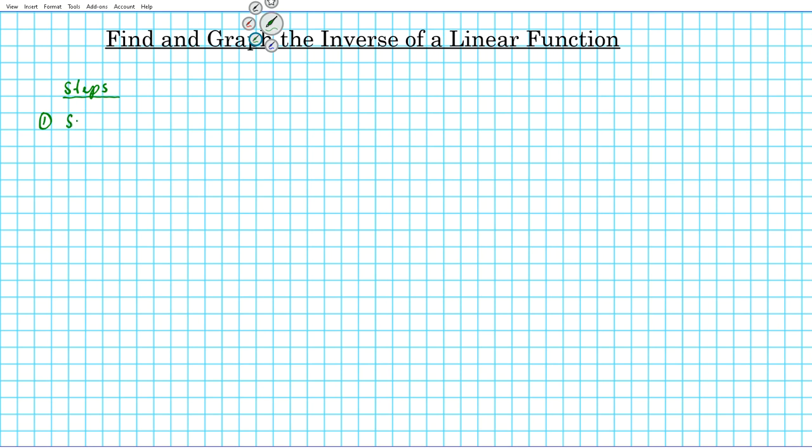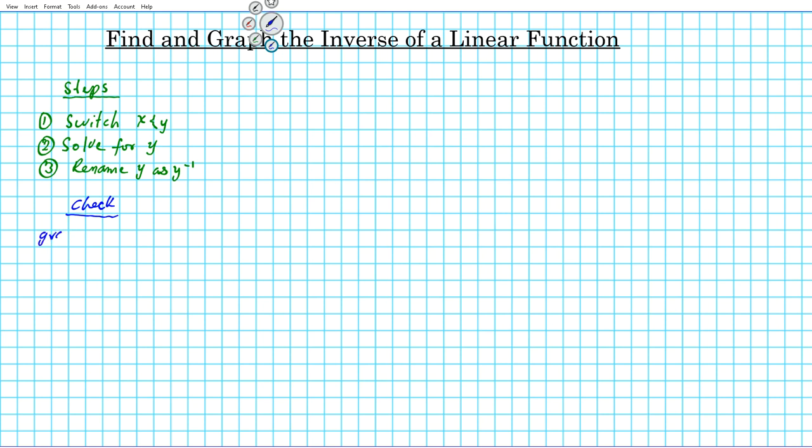First of all, you switch x and y. Then the next step is you solve for y. When you're done solving for y, you rename y as y inverse. In this problem, we're also going to be checking our work. And how you check your work is as follows. You graph the two functions that you found, y and y inverse.